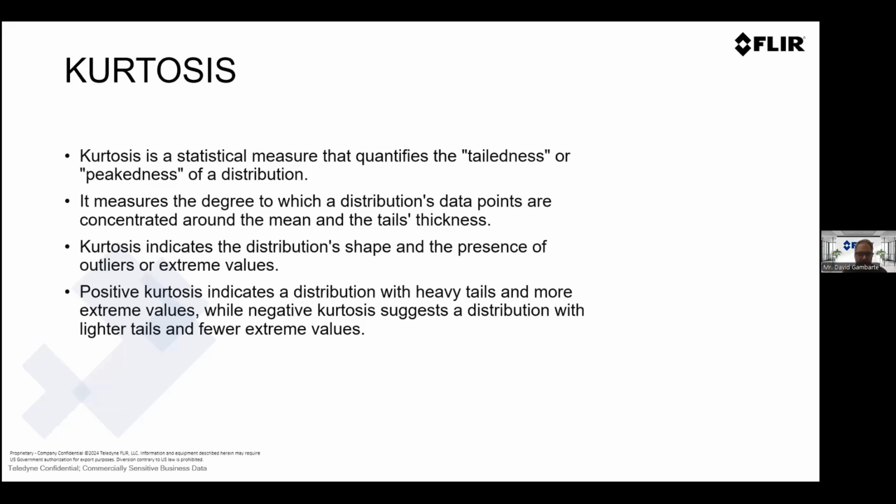Kurtosis indicates the distribution shape and the presence of outliers or extreme values. Positive kurtosis indicates a distribution with heavier tails and more extreme values, while negative kurtosis suggests a distribution with lighter tails and fewer extreme values. So this is just information about the kurtosis statistical term.